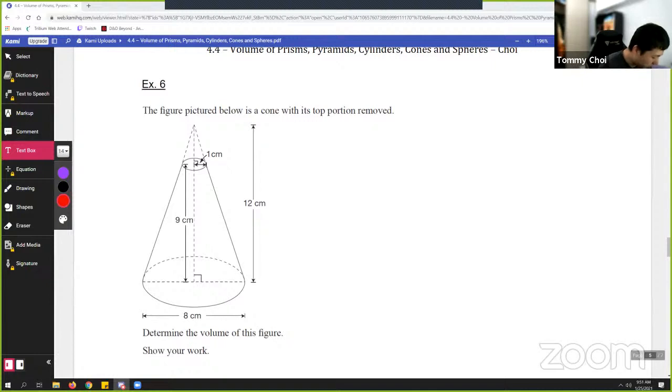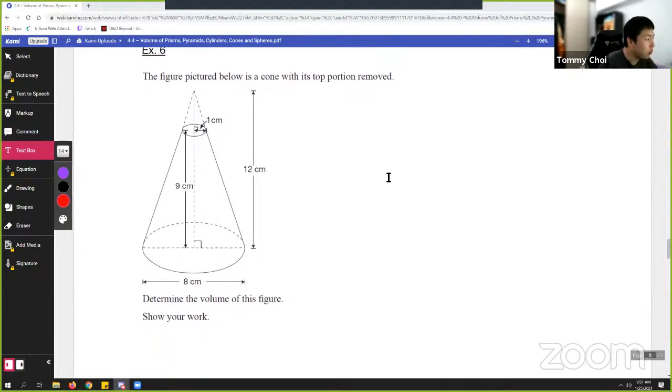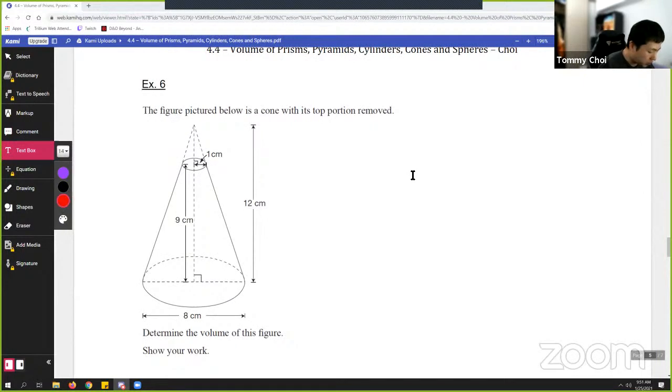So yeah, let's do that. So, what are the two shapes that you see here? Type it in chat. It's not too hard to see.